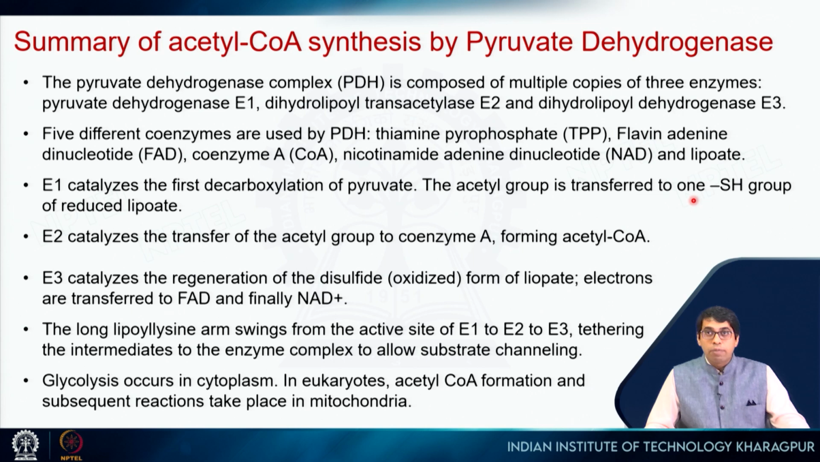The acetyl group is transferred to one of the SH groups of the reduced lipoate. E2 catalyzes transfer of this acetyl group to the coenzyme A. So, from the reduced lipoate, it is transferred to the coenzyme A, which results in the formation of acetyl coenzyme A. E3 regenerates the oxidized lipoate. So, it regenerates the disulfide oxidized form of the lipoate and the electrons are transferred to FAD and finally to NAD plus. So, NADH is formed.